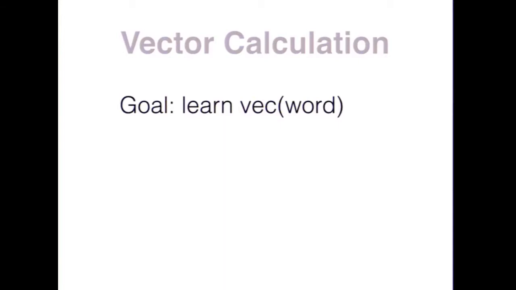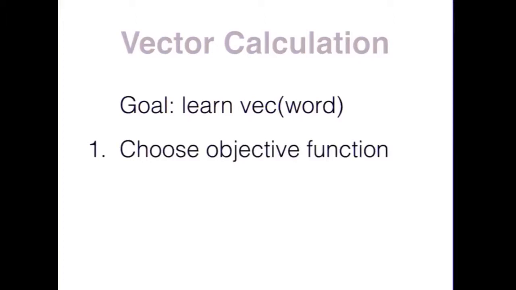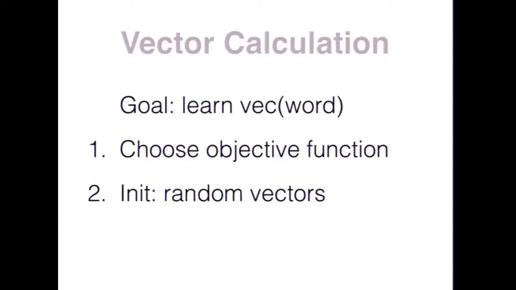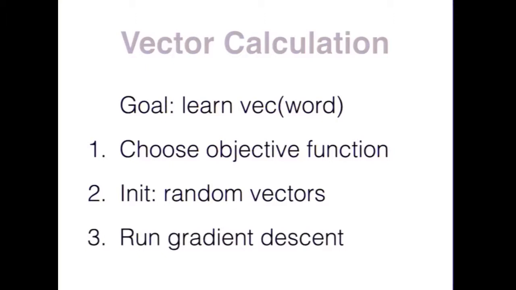So we need to get vectors, so we want to calculate this vector. So the goal is to learn word vectors. Now, if we look at things from a distance, everything in machine learning kind of looks the same. So we start with choosing an objective function. We initialize our vectors randomly, and then we run stochastic gradient descent until we get the vectors. So if you've done some machine learning before, maybe you've seen the same process in different tasks. So maybe what's interesting here is what's going on with the objective function.